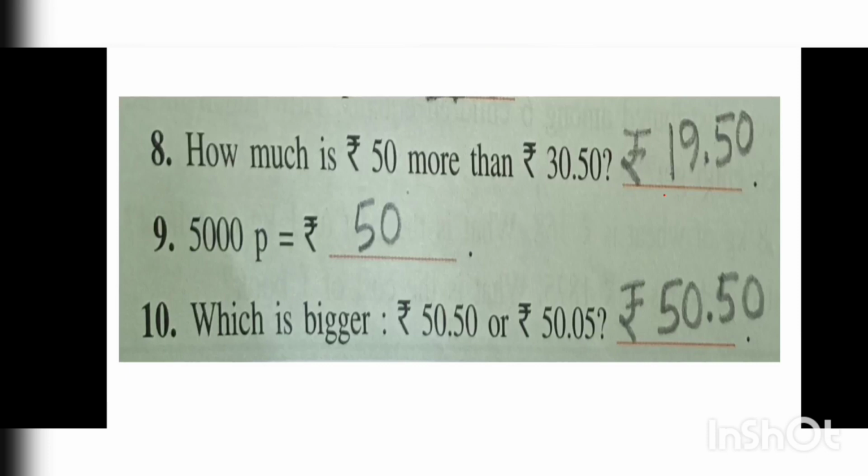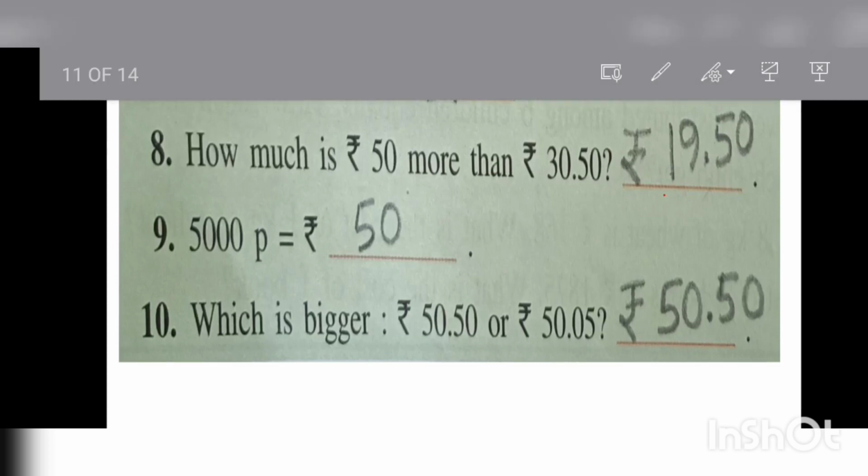Now see question number 9. 5000 paise is equal to rupees dash. Here you have to convert this 5000 paise into rupees. We know that to convert paise into rupees, we have to put the dot after the second digit from the right. From the right, the second digit is this 0. We have to put the dot before that 0. So 5000 paise is equal to rupees 50.